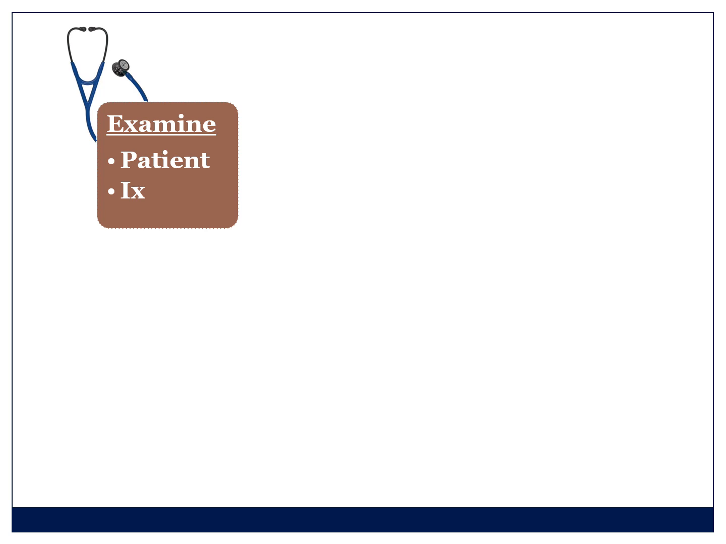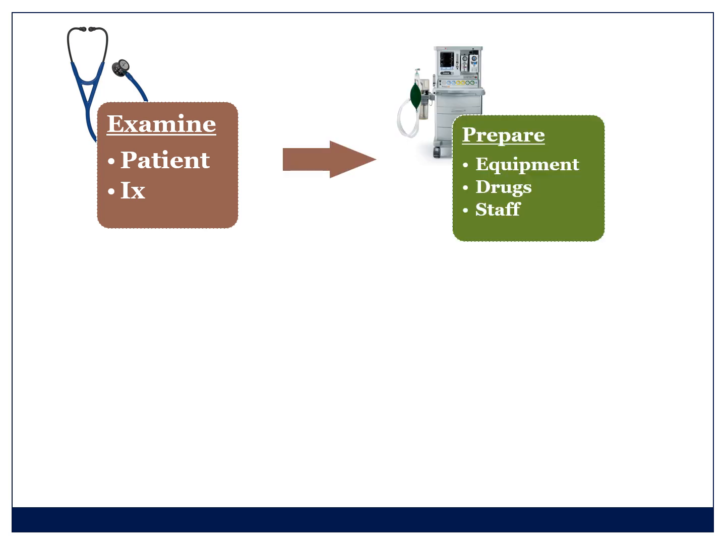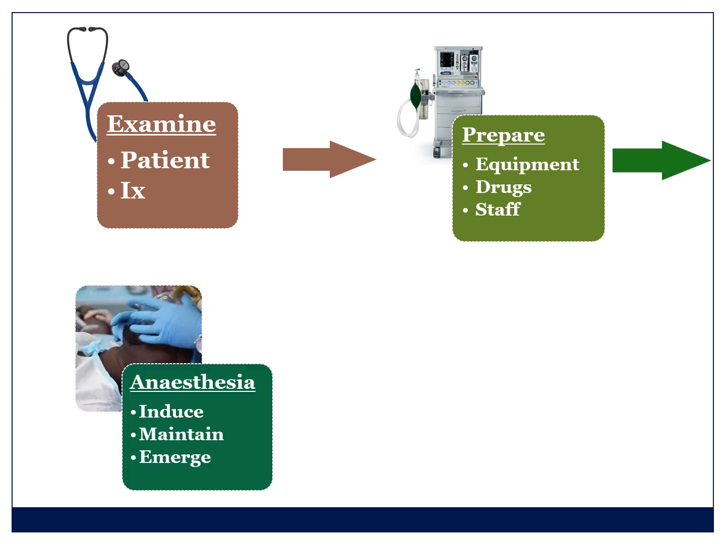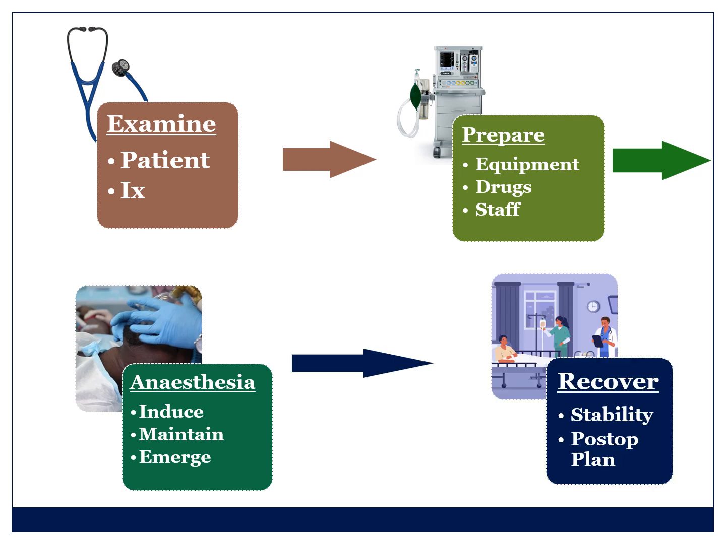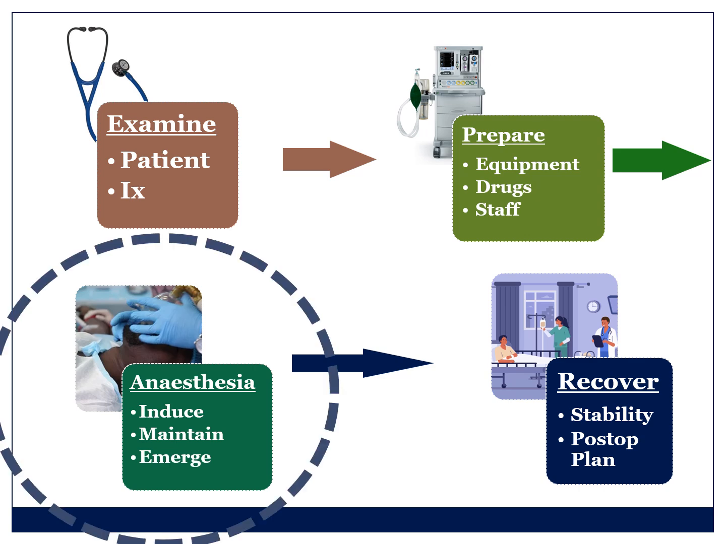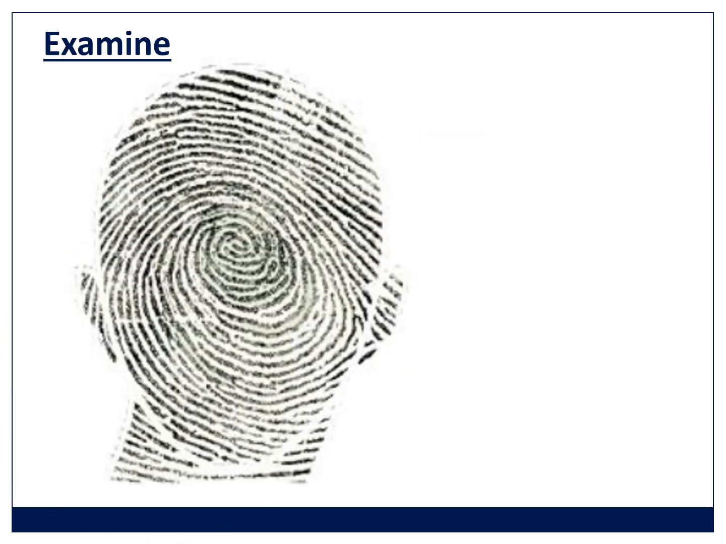So the first thing is you need to examine your patient, and that's the patient and the investigations. We need to prepare well, and that's equipment, the drugs, and the staff that are involved in the theatre. We need to get through the anesthetic, which is an induction phase, a maintenance phase, and an emergence phase. And then we need to recover the patient properly and look at the stability of the patient and develop a post-operative plan. And I'm just going to focus in this talk on the anesthetic issues.